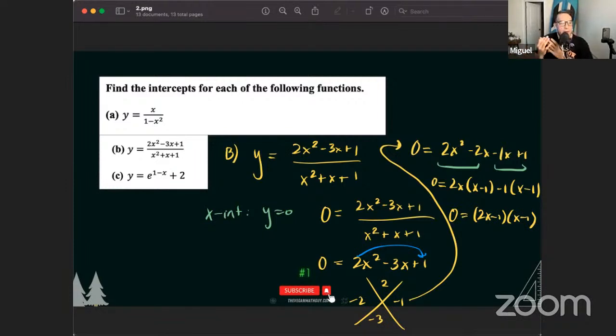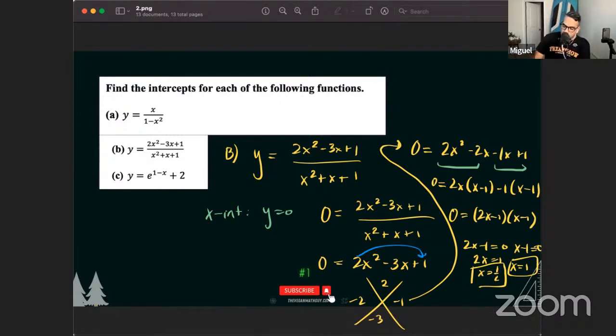So now when we have these two factors or factored values, we have to make sure we set them equal to 0 and solve for x. So for the first one, 2x minus 1 is equal to 0, 2x is equal to 1, x is equal to 1/2. And now the last one, x minus 1 is equal to 0. Well, it's pretty simple. Just go ahead and move the 1 to the other side. X is equal to 1. So those are two x-intercepts for part B.